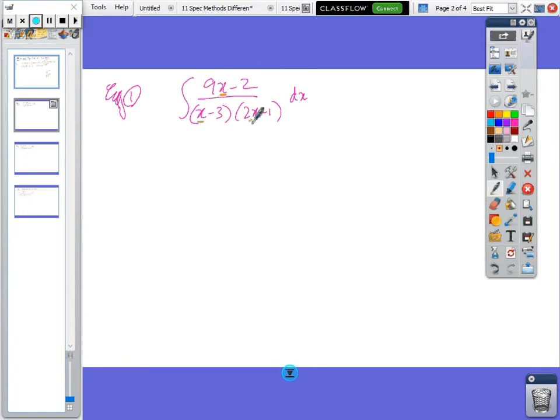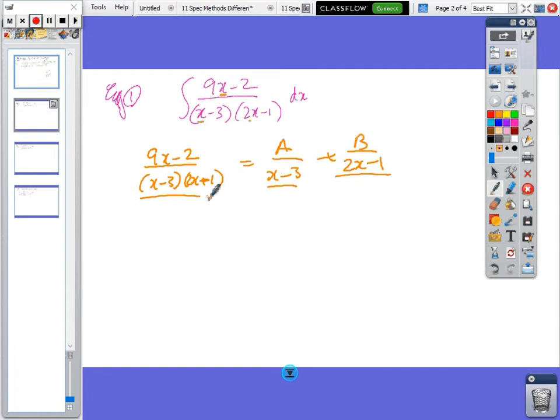That's x squared, so we've got a case 1, and we know from our partial fractions that we can break this part up into 2 parts. So we've got 9x minus 2 over x minus 3, oh sorry, 2x minus 1 could be broken up into 2 parts. If you're looking at it backwards, this number by this number gives us the denominator, and a combination of a cross multiply will give us the 2x minus 1.